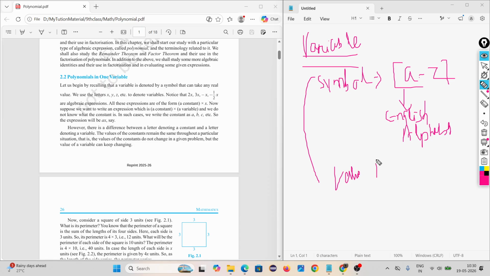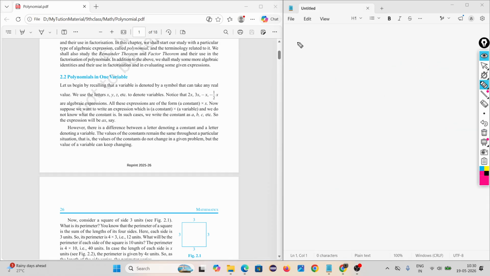Its value is not fixed. Suppose I am telling I have x rupees. Do you know what this x means? How much money do we have? Not yet. Okay. You understand? Variable means symbol. Generally we take symbols A to Z, English letters. Value is not fixed. Okay. For example, x, y, z.